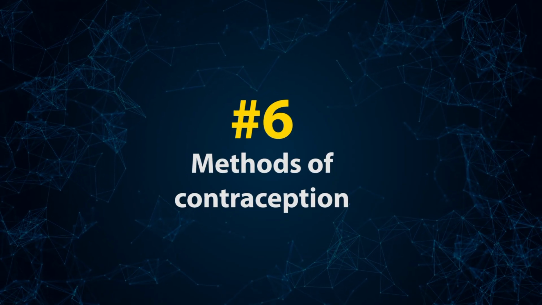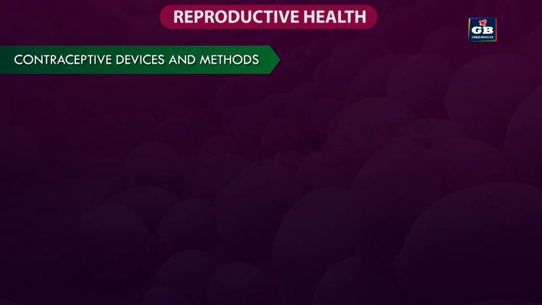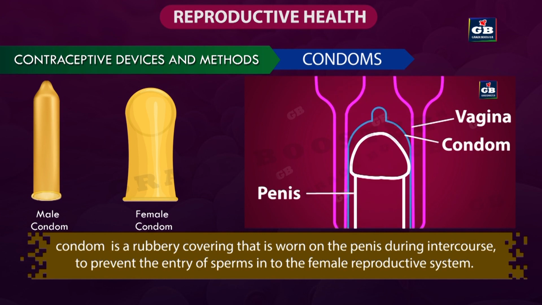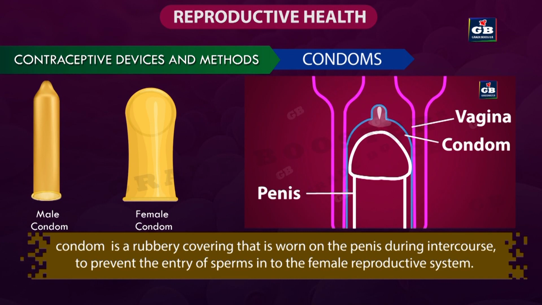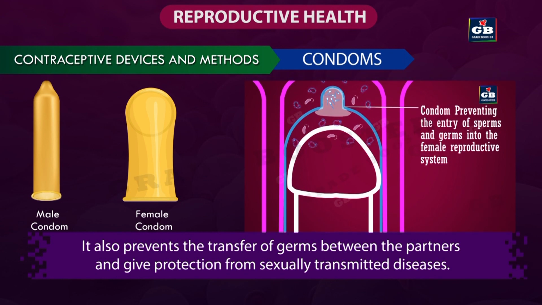6. Methods of contraception. Contraceptive devices and methods. Condom. A condom is a rubbery covering that is worn on the penis during intercourse to prevent the entry of sperms into the female reproductive system. It also prevents the transfer of germs between the partners and gives protection from sexually transmitted diseases.